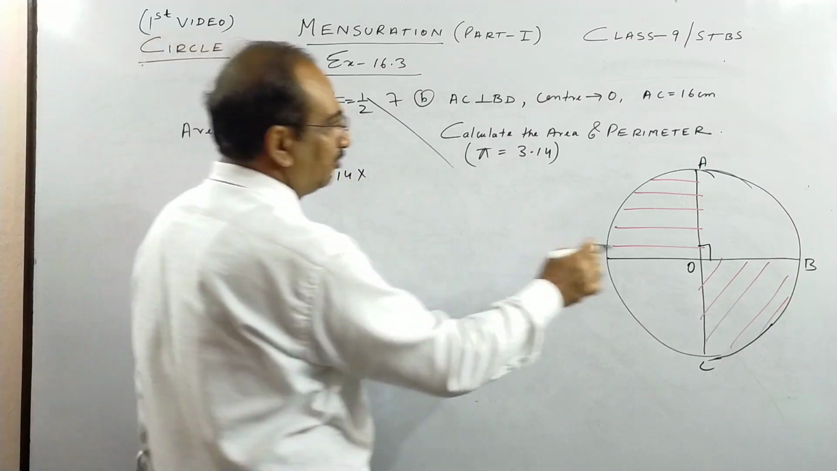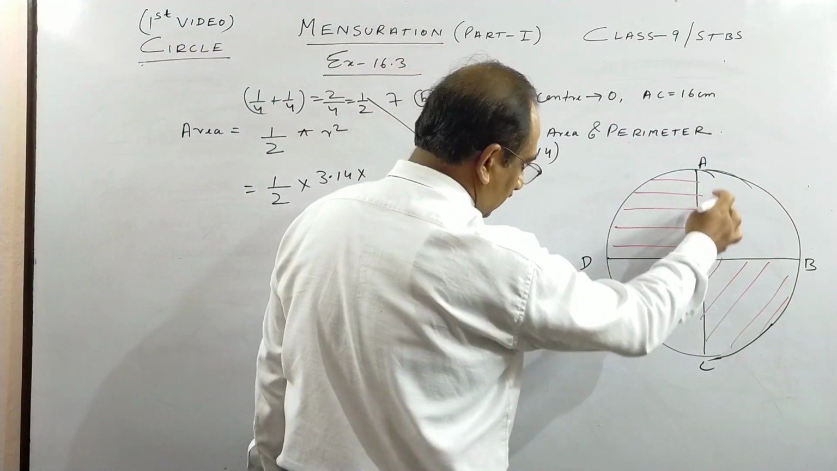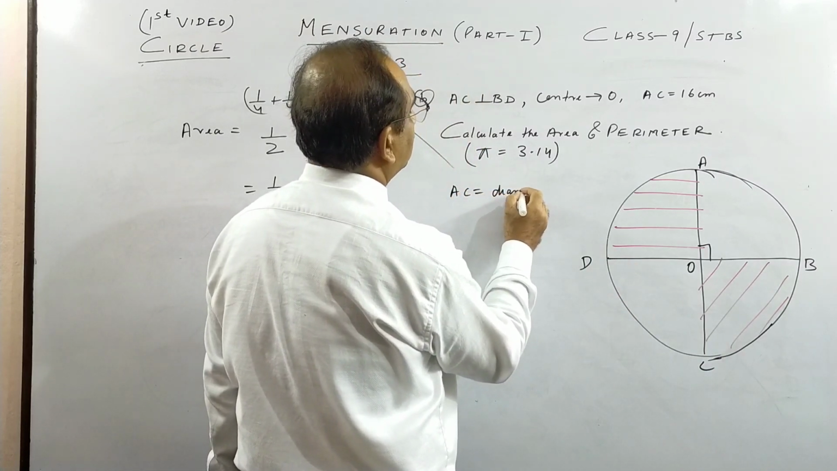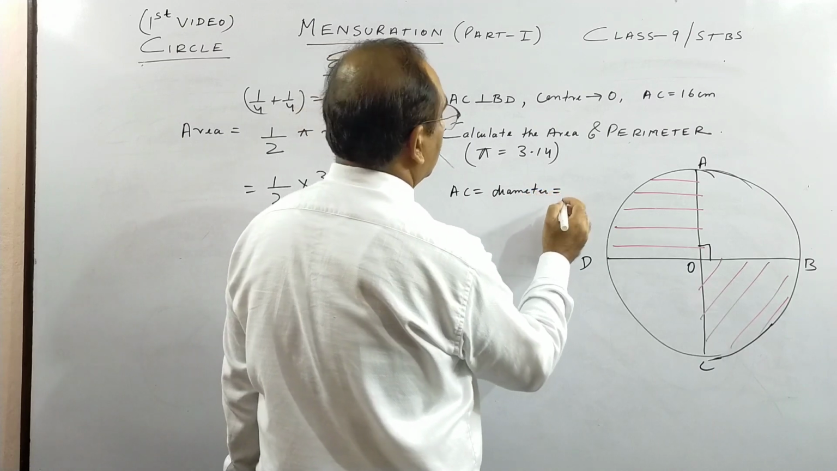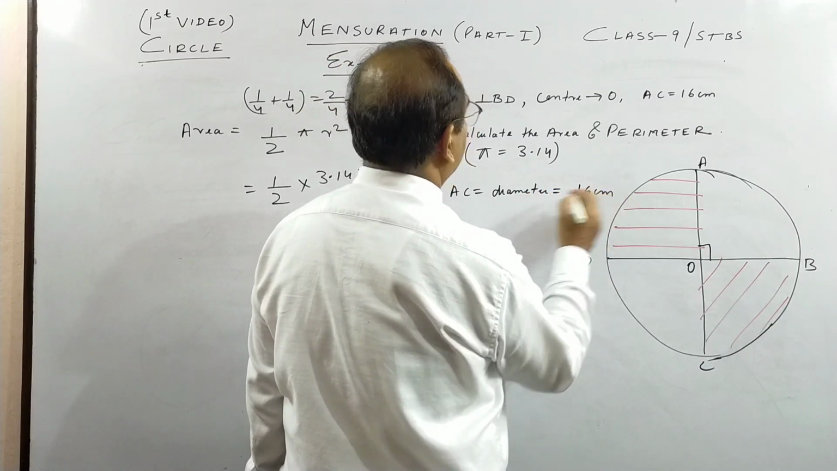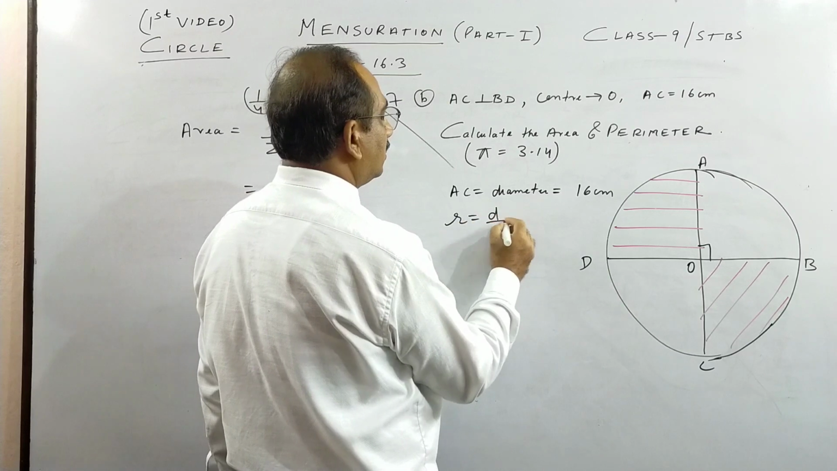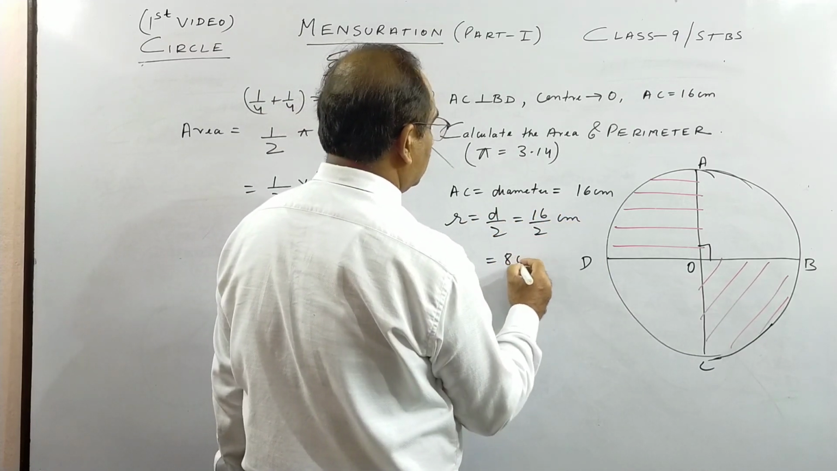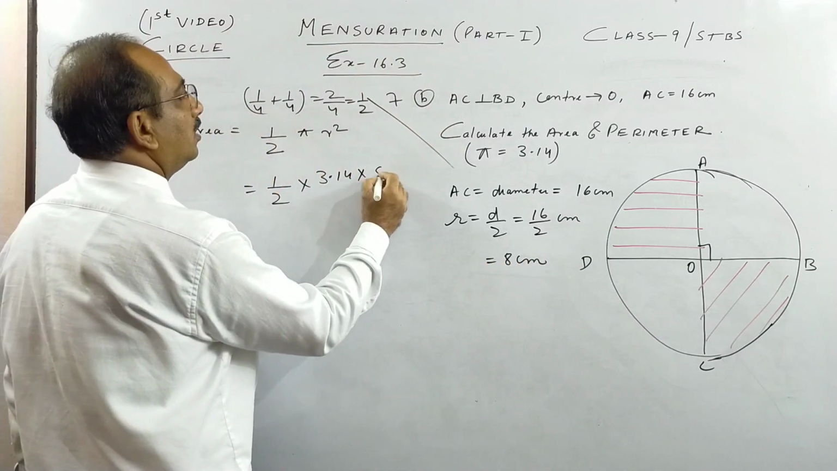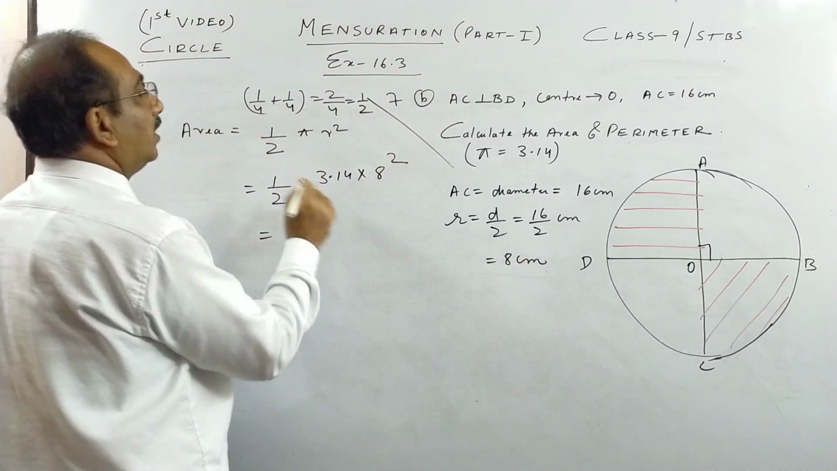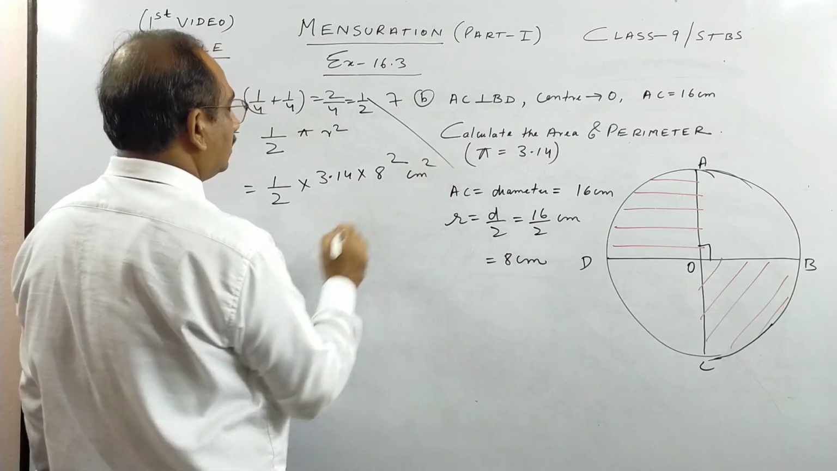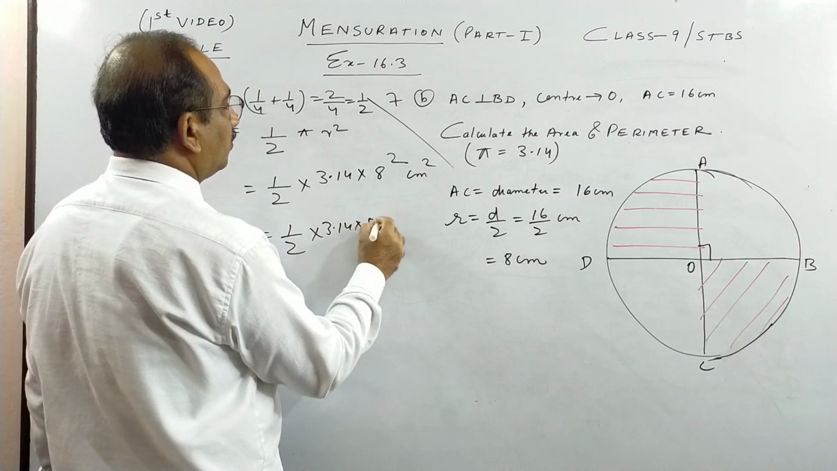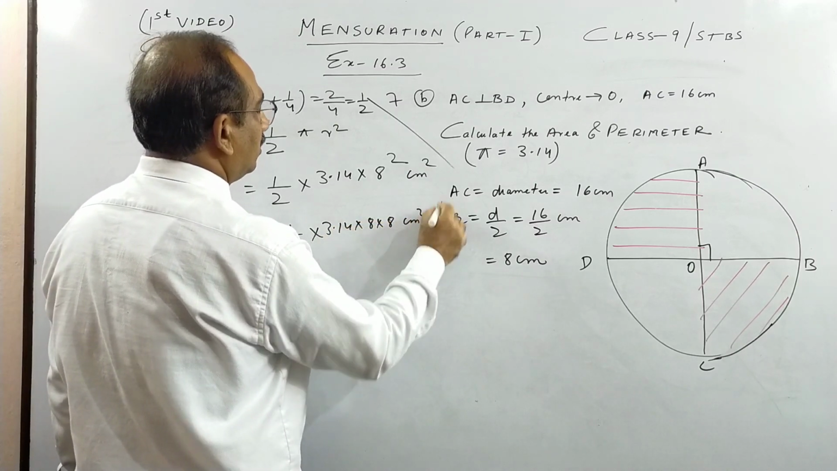Now what is r before I go? So diameter, children, AC is diameter. So AC is diameter is equal to 16 centimeter. Therefore radius is diameter by 2. So 16 by 2 centimeter is 8 centimeter. So here we substitute 8 square, and since it is area, this is centimeter square. So 1 by 2 into 3.14 into 8 centimeter square.